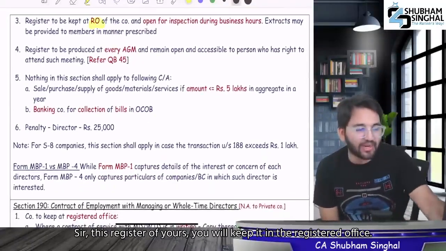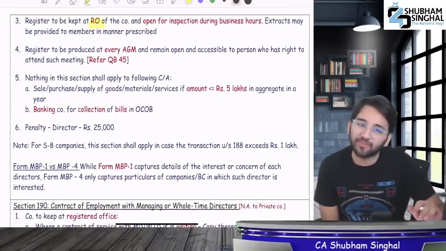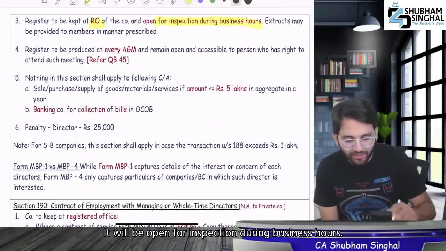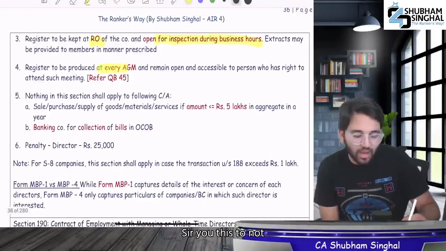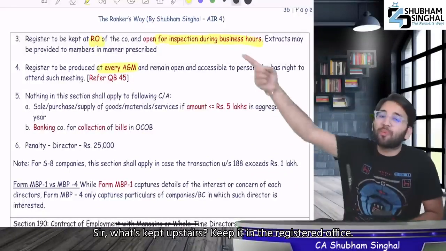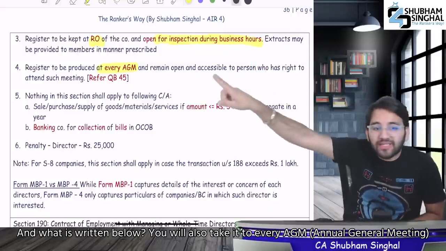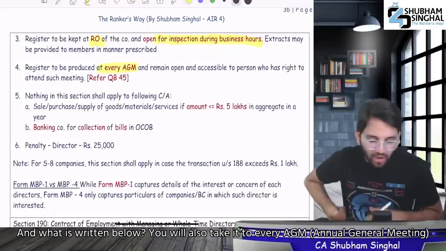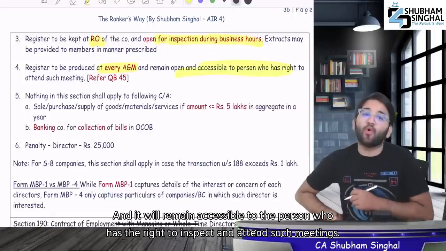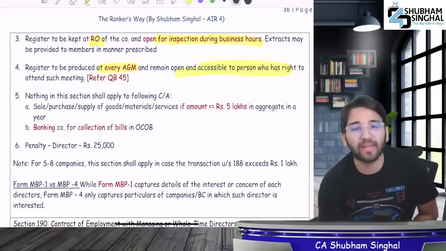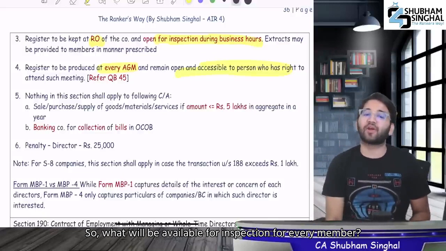This register of yours, you will keep it in the registered office. And it will be open for inspection during business hours, right? You will also take this to every AGM. Above it is written that you will keep it in the registered office, but below it is written that you will take it to the AGM. And it will remain accessible to the person who has the right to attend such meetings, meaning it will be available for inspection for every member.